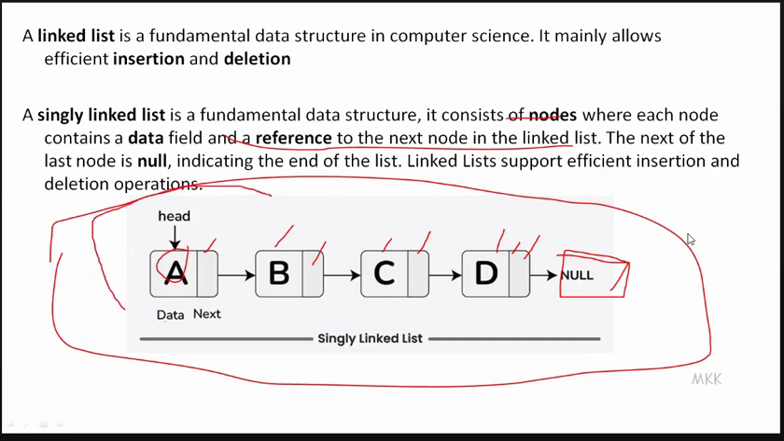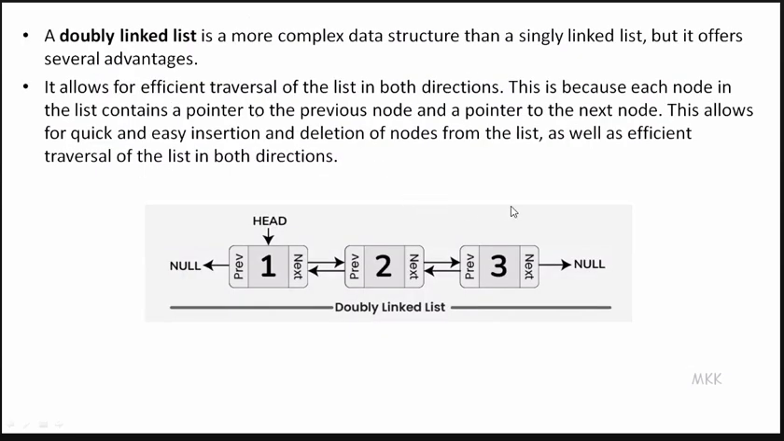Each and every node in a single linked list contains two fields, one is the data field and the other is the reference field. In a single linked list, every node contains the next node address, but in a double linked list, it contains the next node address and the previous node address. A double linked list is a more complex data structure when compared with the single linked list. Of course, there are some advantages also. It allows efficient traversal of the list in both directions because each node contains a pointer to the previous node and a pointer to the next node. It also allows quick and easy insertion and deletion of nodes from the list.